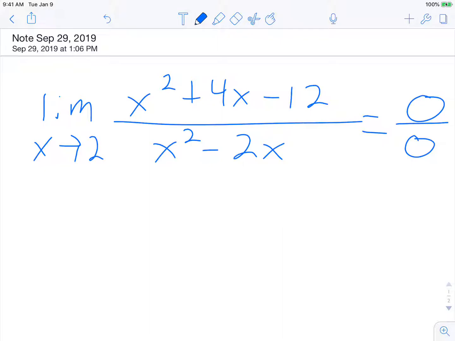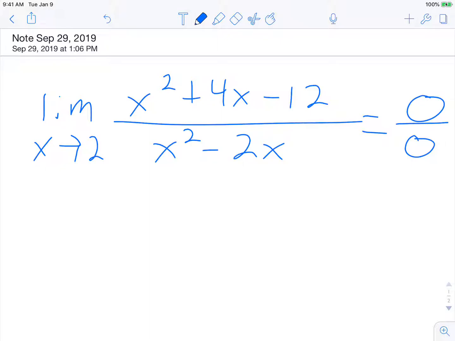See how it'd be 0 over 0? What's 0 over 0? It's not 0, right? If anything, it'd be undefined. But we have to be careful. Anytime this happens, this is called an indeterminate form. We're going to learn more about this later in the year. But anytime we have something like this, it means our work isn't done. It means the function isn't defined at 2.